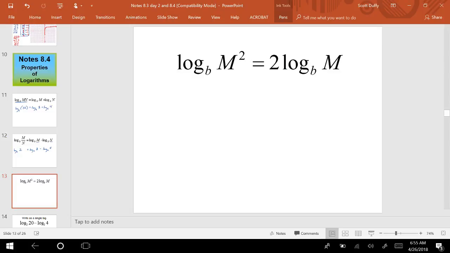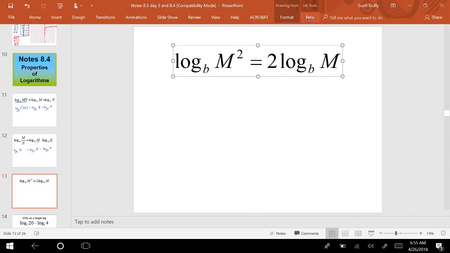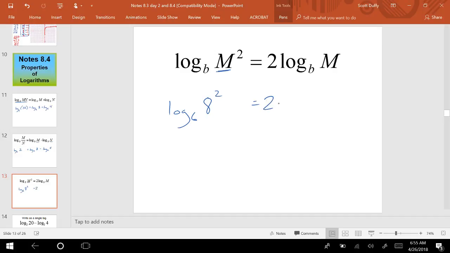If you have an exponent and you take it on some value and you take the log of that value, what happens is that the exponent comes down. So let's go with log base 6 of 8 squared. What happens to the 2 is it can come down as a multiplier. So it's the same thing as 2 times the log base 6 of 8.